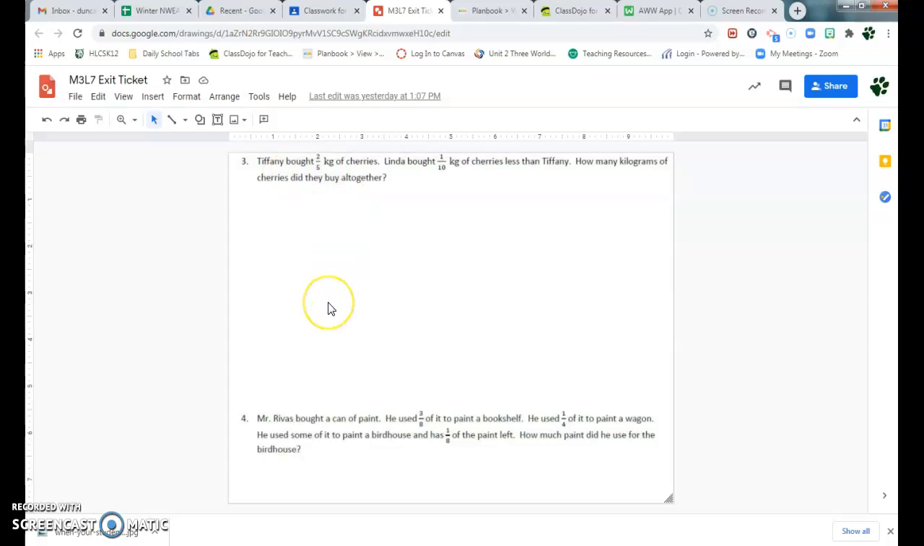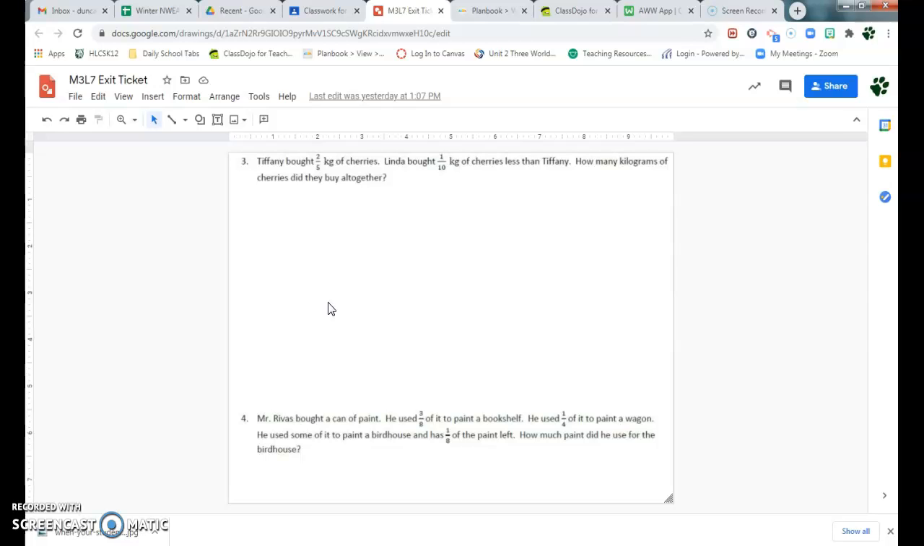It says Tiffany bought 2/5 kilograms of cherries. Linda bought, I'm sorry, I'm just going to start that over. I'm butchering that. Tiffany bought 2/5 kilograms of cherries. Linda bought 1/10 kilograms of cherries less than Tiffany. How many kilograms of cherries did they buy all together?